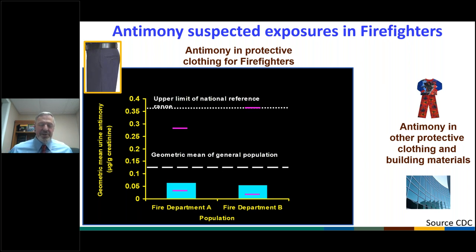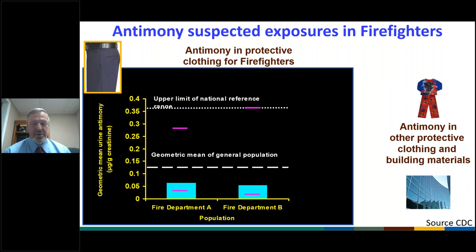And for a while, there was a lot of stuff going on social media saying that firefighters should not be wearing antimony-laced firefighting equipment because of the potential for exposure. So we actually did a study where we looked at two fire departments, one that was wearing the antimony-laced fire protection in their clothing, and one that was not. And you can see there's essentially not a statistical difference between the two fire departments. Not only that, because of where they're located and probably their drinking water and diets, they were actually below the geometric mean of the general population.